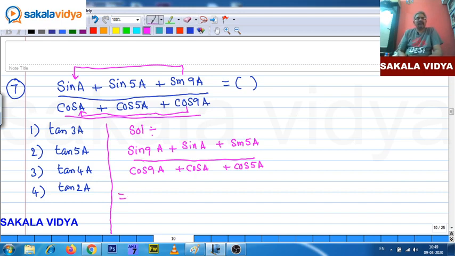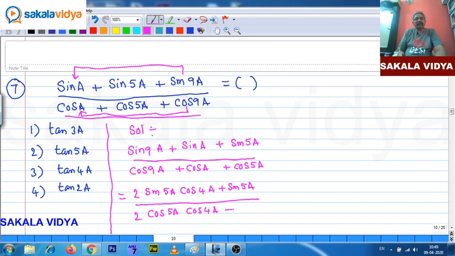So this equals, by the sin C plus sin D formula, 2 sin((9A + A)/2), that is 5A, cos((9A - A)/2), that is 4A, plus sin 5A. In the similar fashion, for cos 9A plus cos A, cos C plus cos D, you will be getting 2 cos 5A cos 4A plus cos 5A. If you observe the numerator, we can take sin 5A common out. In the denominator, we can take cos 5A common out.